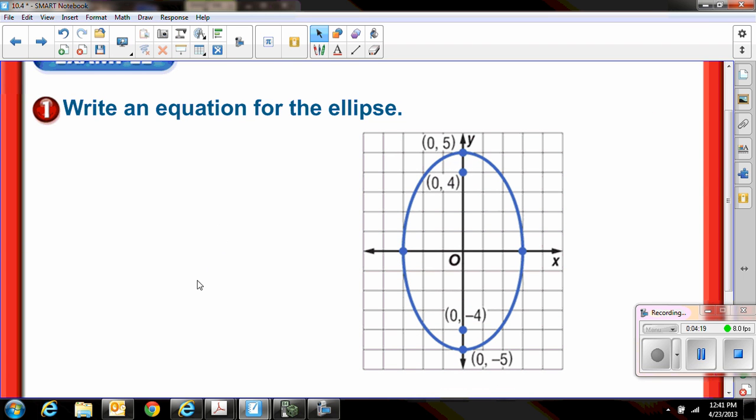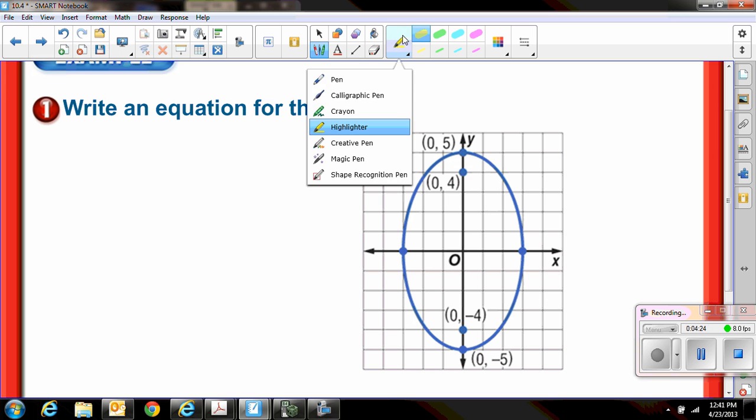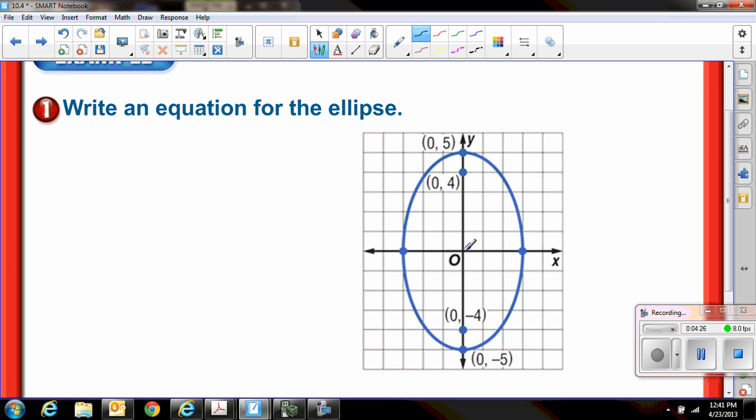So, first question, let's write an equation for this ellipse. Well, first thing I notice when I take a look at this ellipse is my center is at (0, 0), and this is a vertical ellipse. It's longer vertically than it is horizontally. So because it's longer vertically, this makes it y squared over a squared plus x squared over b squared equal to 1. Now I simply have to figure out what is a squared, what is b squared.